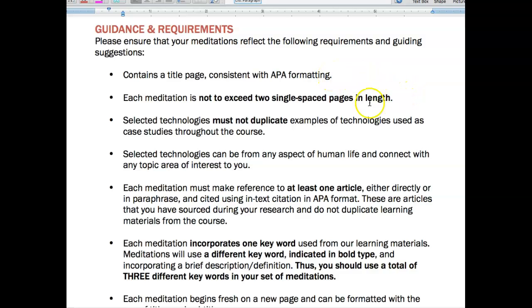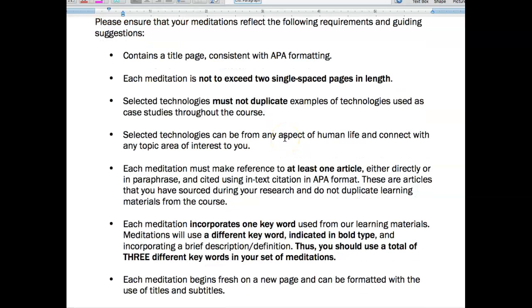Here, each meditation is not to exceed 2 pages in length. So you're going to have 3 of these meditations, not to exceed 2 single-space pages in length. You should be able to do all the required discussions within that time space.